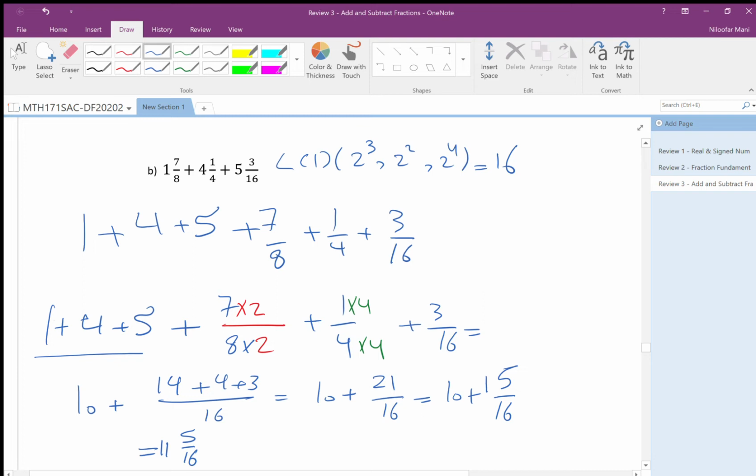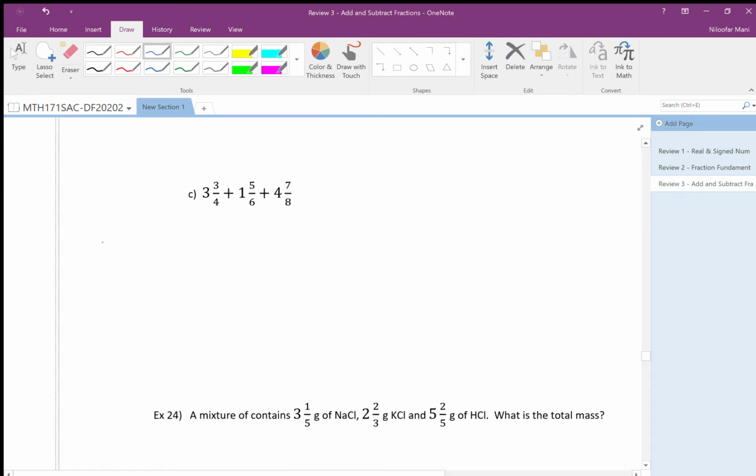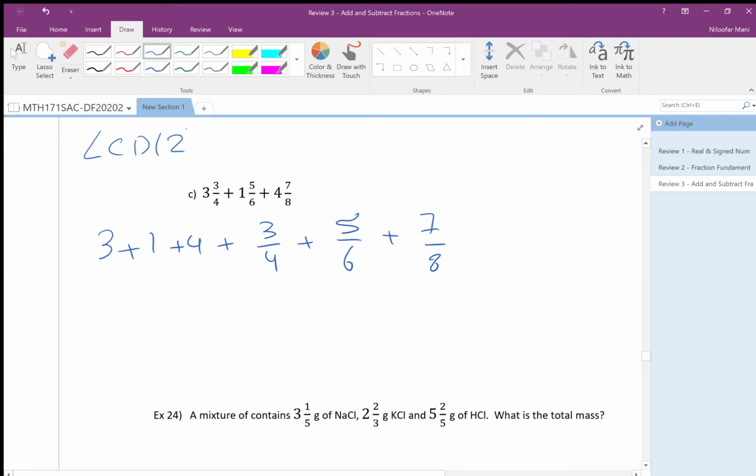I have to multiply the top as well, otherwise I'm changing the fraction, and then I just add them and simplify after. Okay, how about here? Here, you do 3 plus 1 plus 4 plus 3 over 4 plus 5 over 6 plus 7 over 8. Between 4, 6 and 8, so least common denominator between 4.